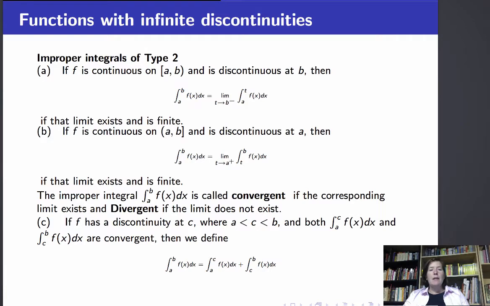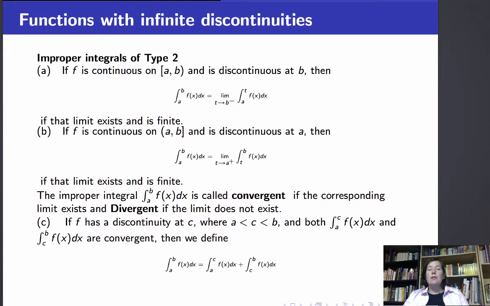Well, then the integral from a to b of f of x dx is the limit as t approaches b from the left of the integral from a to t of f of x dx, if that limit exists and is finite. And of course, if it doesn't, we're going to call this integral divergent.